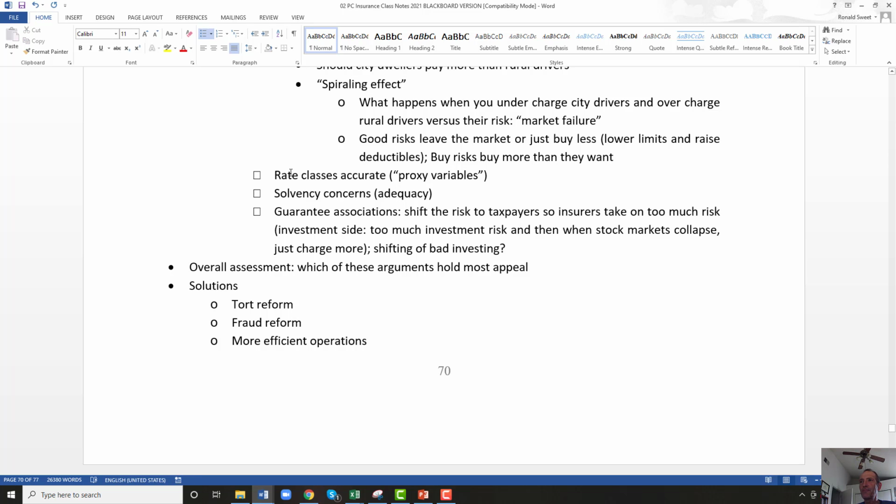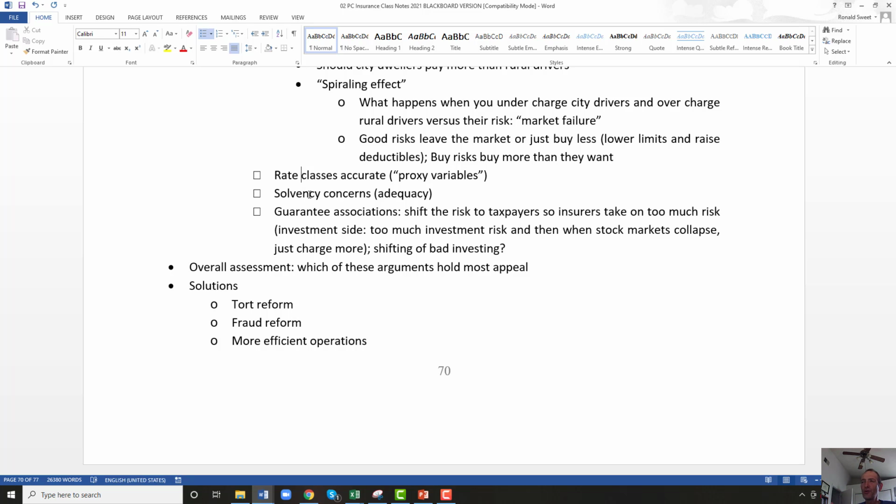That's important. The rate classes, how accurate are they? We had that big discussion on use of credit scores. You're going to cover that on exam 2. So it's good to bring this back because this all relates. It's a good reason why we have the credit score discussion on exam 2, because it's closely related to this regulatory side.